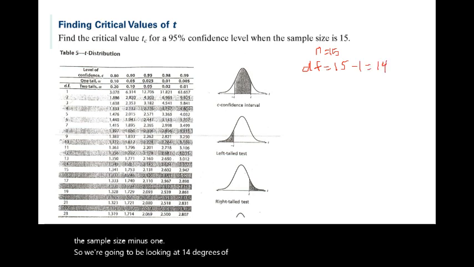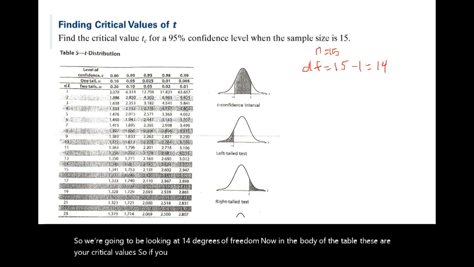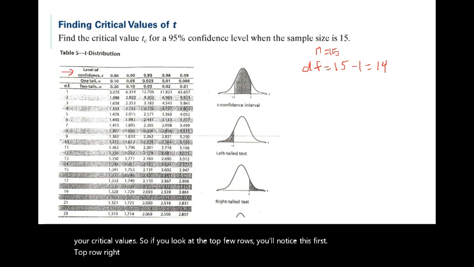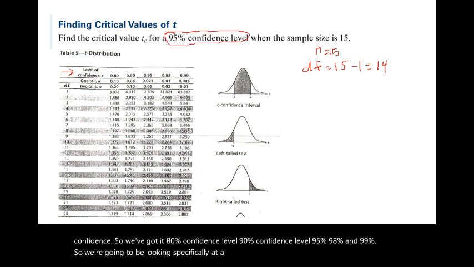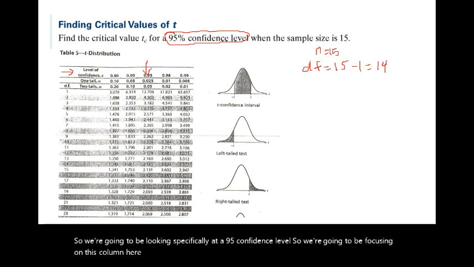Now in the body of the table, these are your critical values. So if you look at the top row right here, level of confidence, each of these columns represents levels of confidence. So we've got an 80% confidence level, 90% confidence level, 95%, 98%, and 99%. We're going to be looking specifically at a 95% confidence level, so we're going to be focusing on this column here, the 0.95.